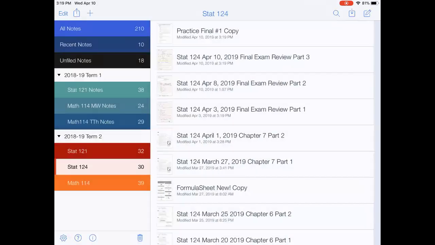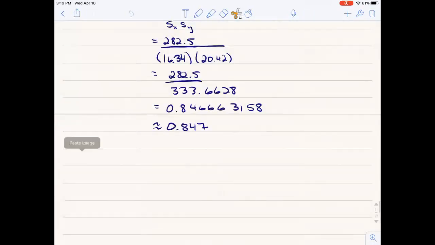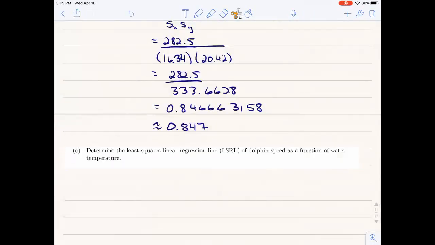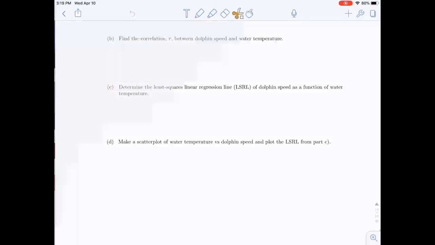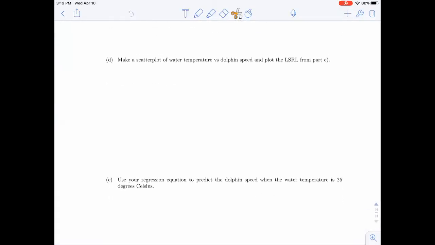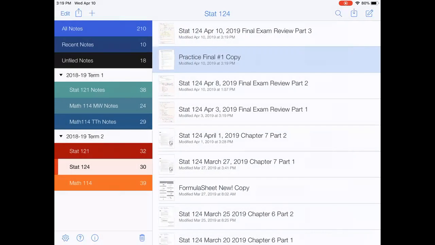We'll just do part C. And like I said, for part D, because we won't have time, make a scatter plot and draw the regression line on it. I'll give you the scatter plot, but you have to draw the line, which means predicting 2 values, plotting them on there, connecting the line. And then part E, use your regression equation to predict when the temperature is 25 degrees.